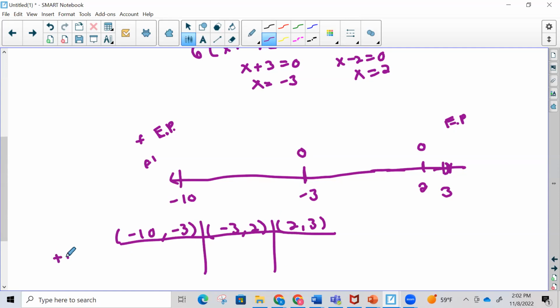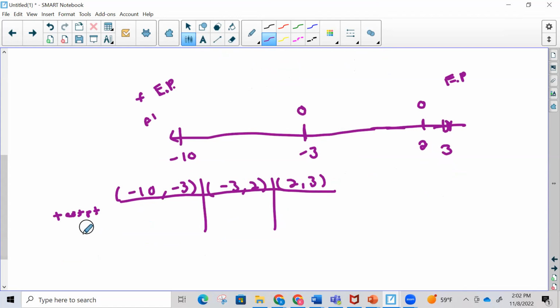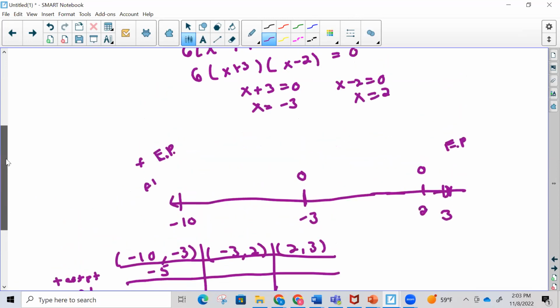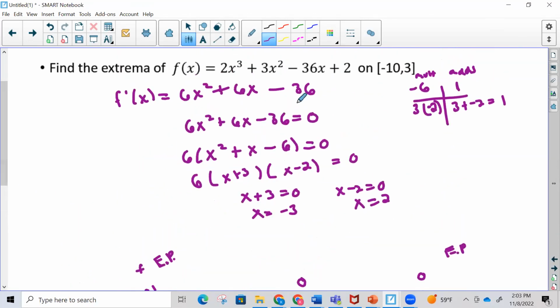And then you can put our test point in each interval. And then we are interested in what f prime and f do. So you can either write it this way or both. So for our test point, we pick a number that is in that interval. So some number between negative 10 and negative 3, doesn't matter, let's just do negative 5. And we plug it into the derivative. That's the key thing. We're trying to find the sign of the derivative. So we're going to find f prime of negative 5.